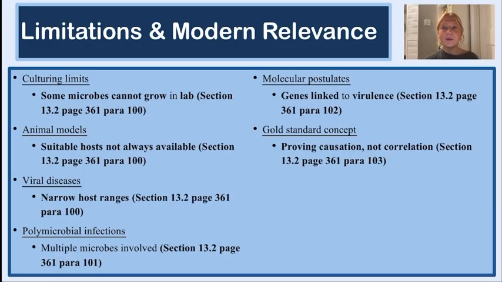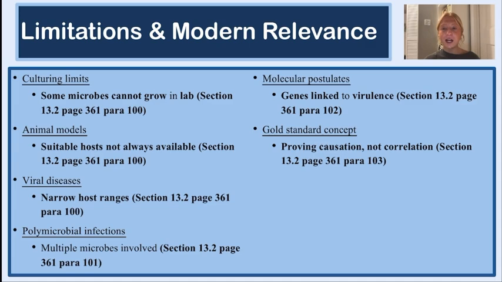So there were some limitations on this, and although it seemed reliable for many diseases, they cannot always be fully applied because some pathogens like Mycobacterium leprae cannot easily be isolated or cultured, which makes it difficult to test in the lab. The postulates also depend on having a suitable animal model that develops the same disease as humans, which is not always possible and also raises ethical dilemmas. And viral diseases present additional challenges because viruses often infect only a narrow range of hosts.